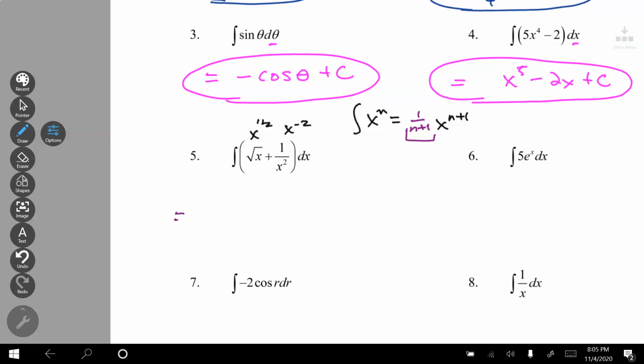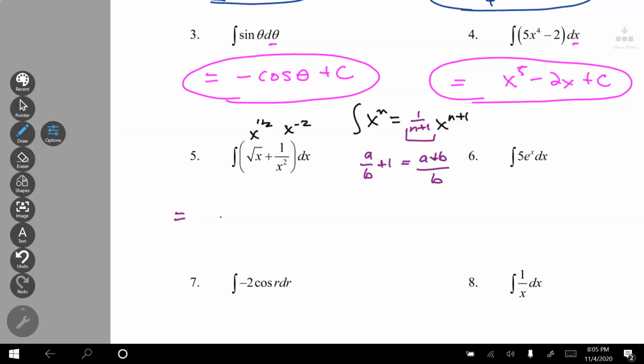So for this one, to add 1 to a fraction, if I have a fraction and I want to add 1 to it, remember when I subtracted 1, it was top minus bottom plus 1? Well, it's going to be top plus bottom over bottom.